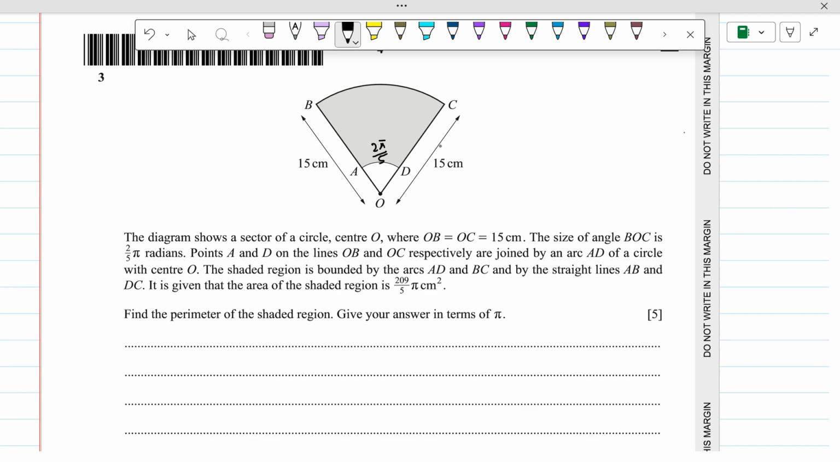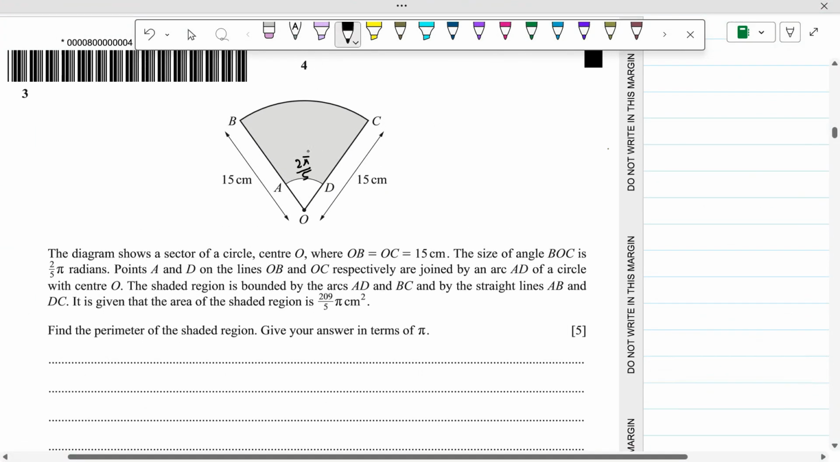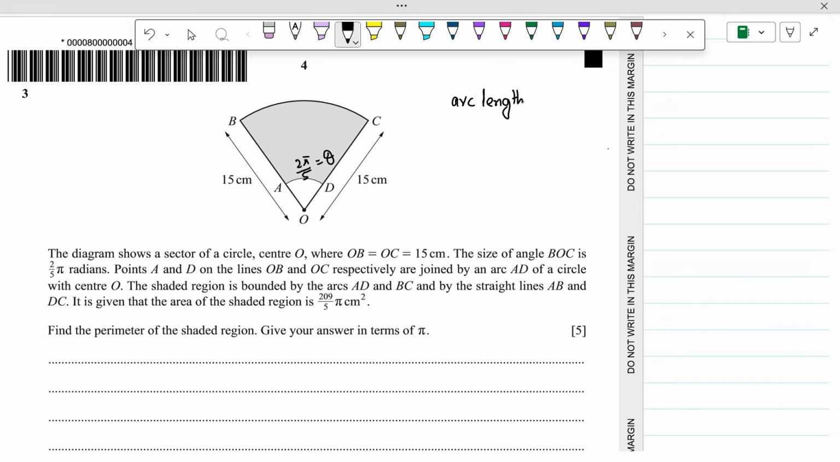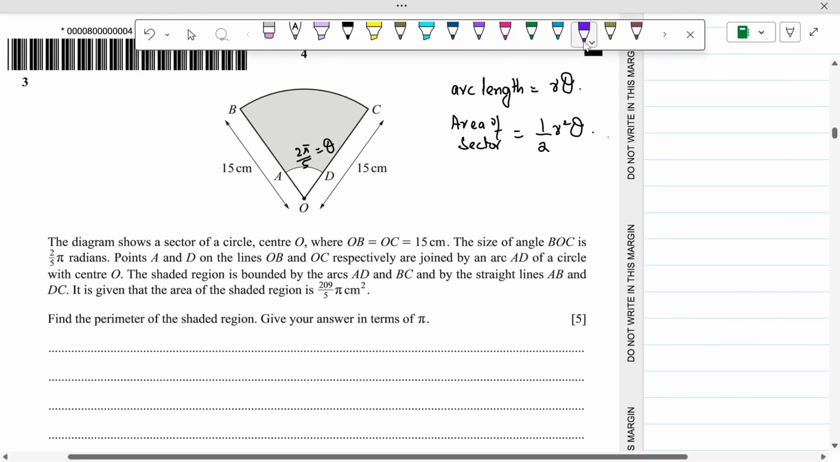To solve this question, we should know two formulas. If I call this angle theta, then to find the arc length we use the formula r theta. Similarly, if you want to find the area of the sector, we use the formula 1 over 2 r square theta. These are the two formulas you should remember.